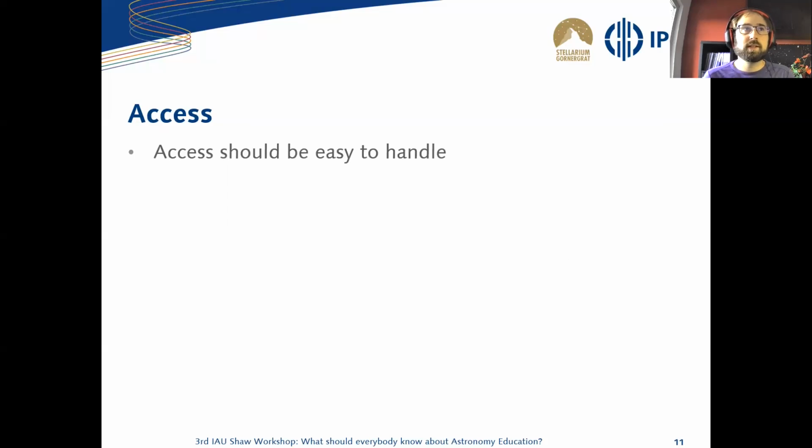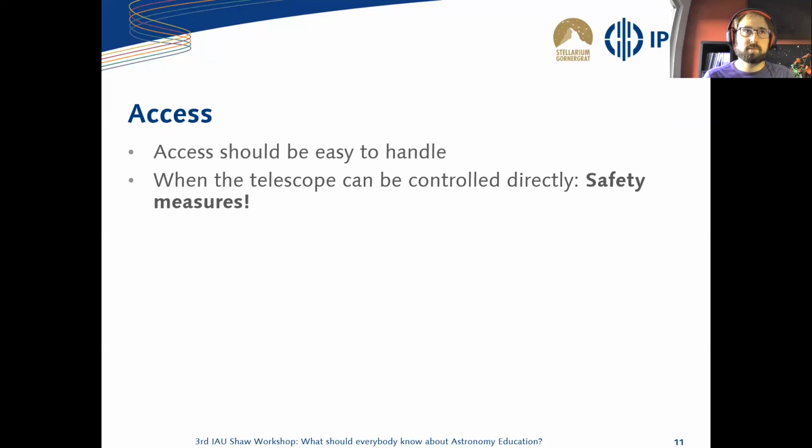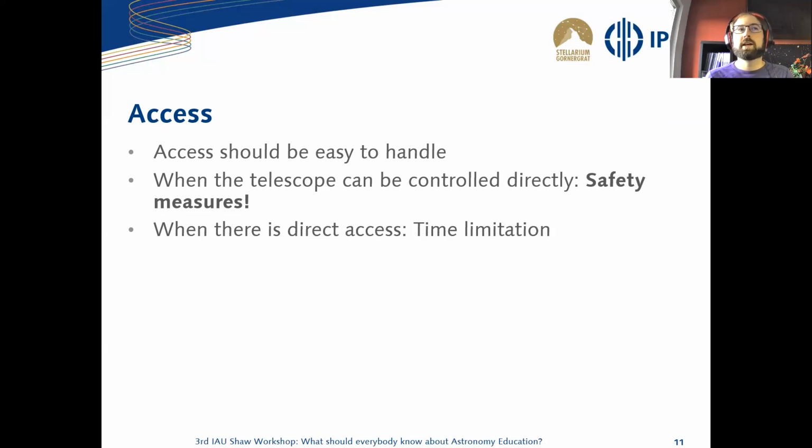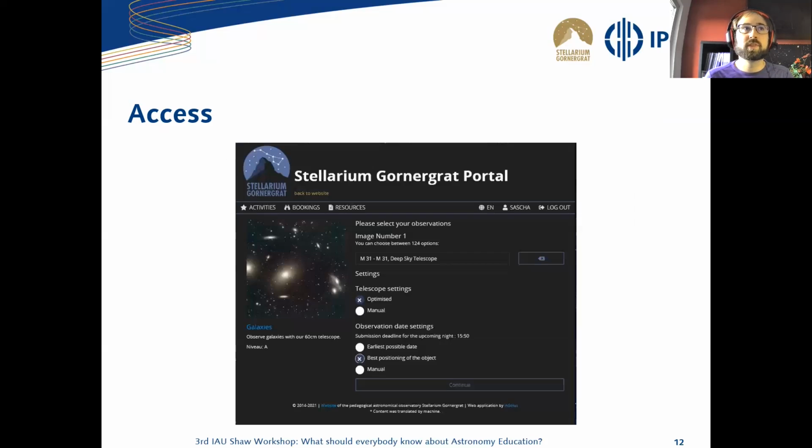So with easy access, you still have to be sure that you have your safety measures, especially if it's controlled directly. I say it again because it's really important, and it can get really expensive if you don't have it. And when there's direct access, you also have to think about some kind of time limitation to avoid that one group observes all the time and nobody else can access the telescope during this time.